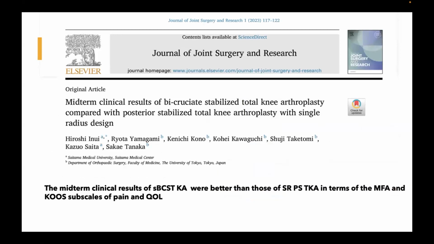This is a recent publication published in 2023. It claimed that the midterm results of the bicruciate stabilized total knee compared with PS knee were very good in terms of pain and quality of living.